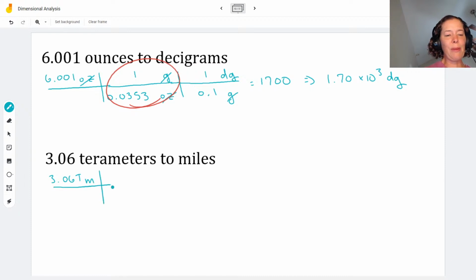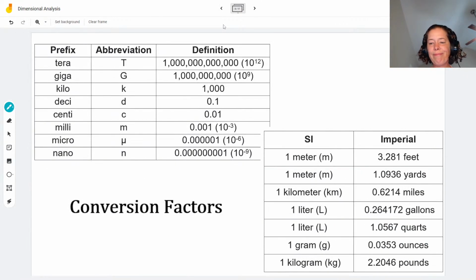Terameters to miles. Okay, so again, the first thing I know is I want to get out of terameters. So let's take a look at our conversion factors. Tera up here, you can see it's 10 to the 12. You might be familiar with the tera prefix as in terabytes for an external hard drive. So it's 10 to the 12. There are a lot of meters in a terameter.